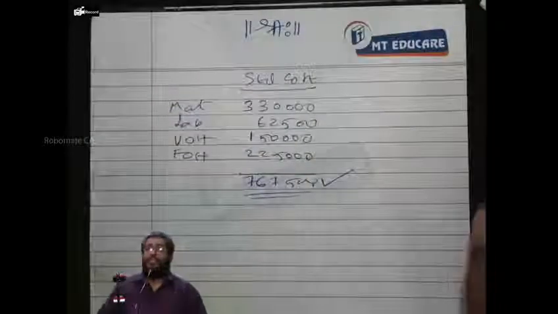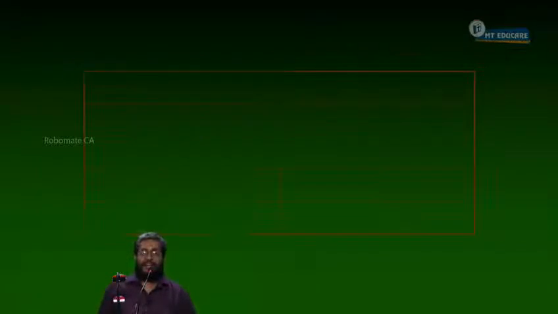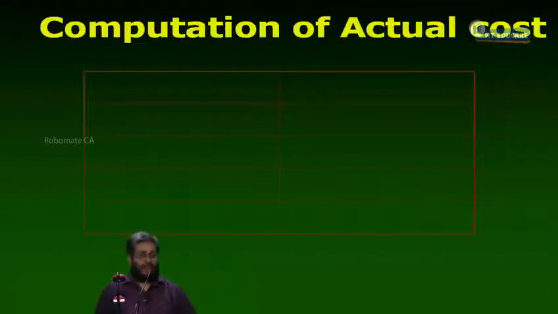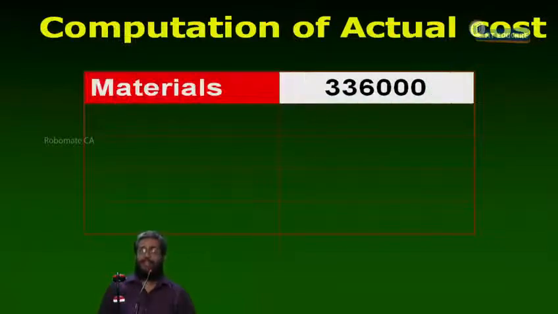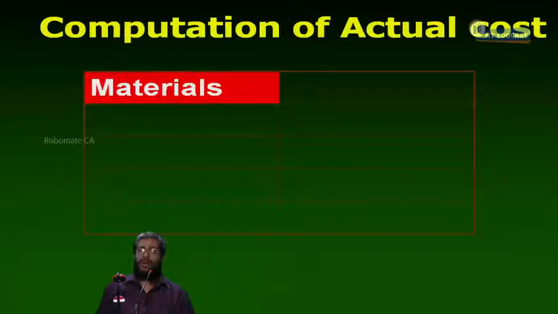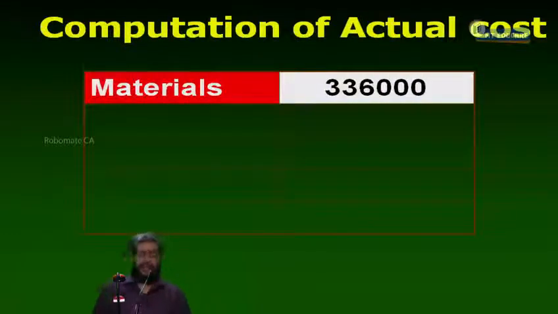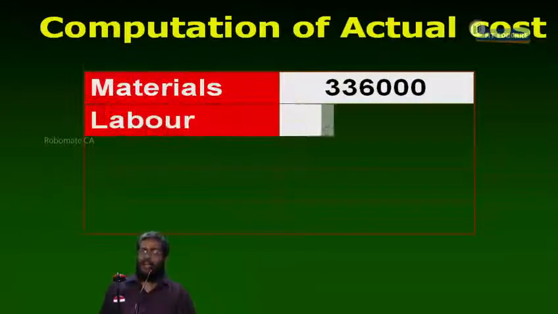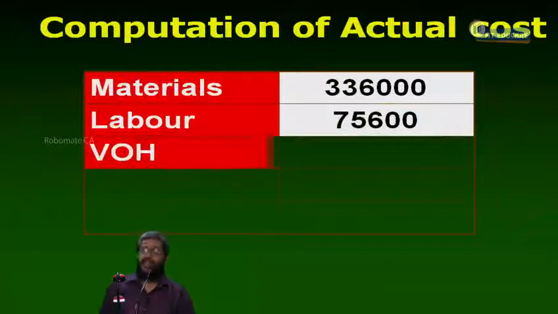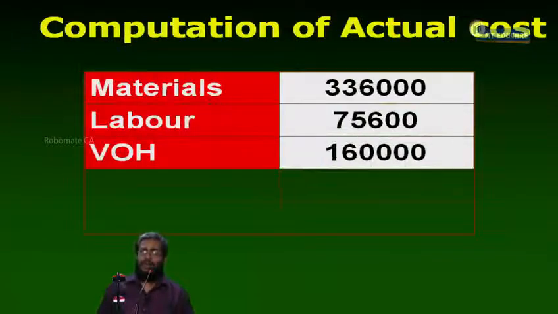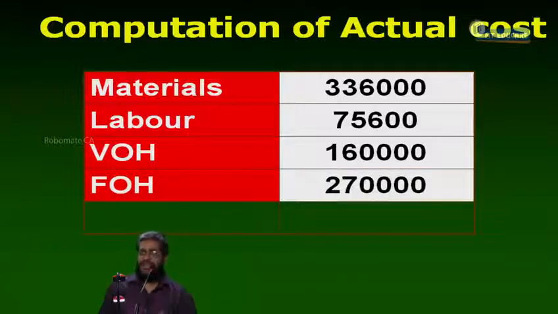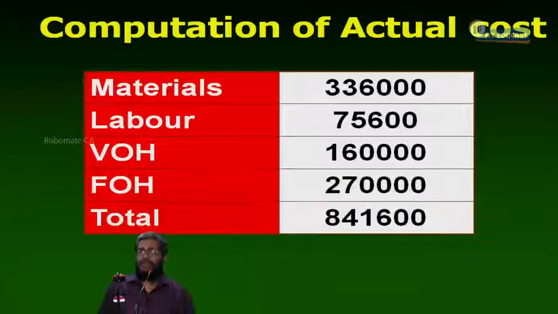Okay. So 7,67,500 rupees is the standard cost. Next, actual cost. You need not search everywhere. The second column in every variance gives you the actual cost. Please tell me the numbers. Material actual cost? 3,36,000. Labor, AH into AR, what is the actual cost? 75,600. Variable overheads? 1,60,000. Fixed overheads? 2,70,000. The actual cost spent is how much? 8,41,600. Can I proceed or not?